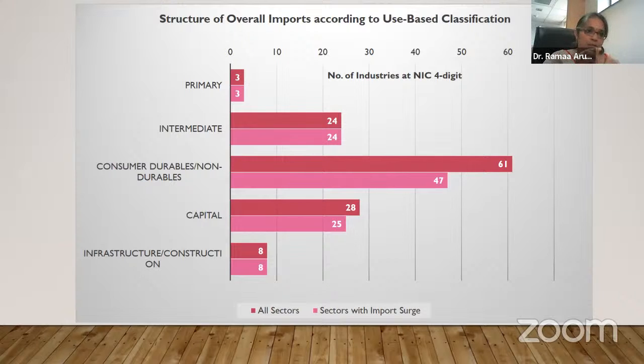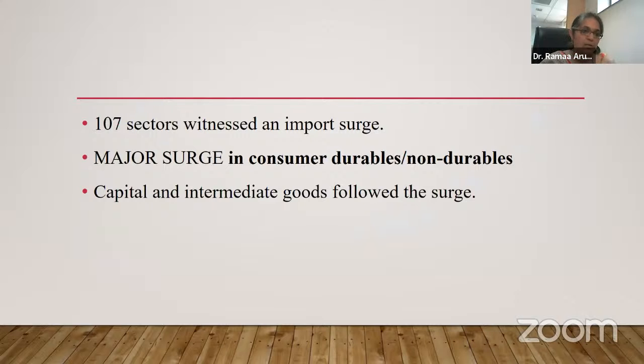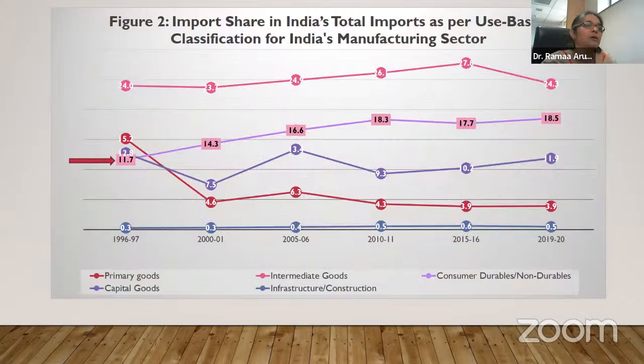Within that, the smaller bar that you can see is the number of sectors which were identified with an import surge using the filters that we have applied. One can see from the distribution that it is more in the consumer durable or non-durable sector which was under a very high import surge, given that the share in imports was also very high. The impact can be followed through this figure, which shows the import shares in total imports of India according to this classification.